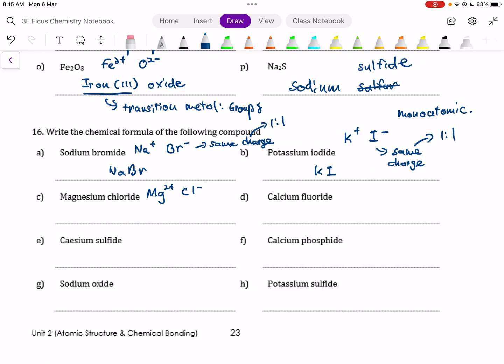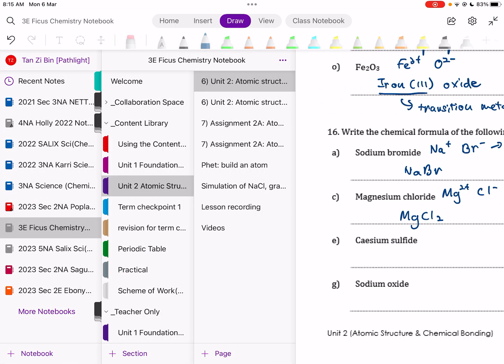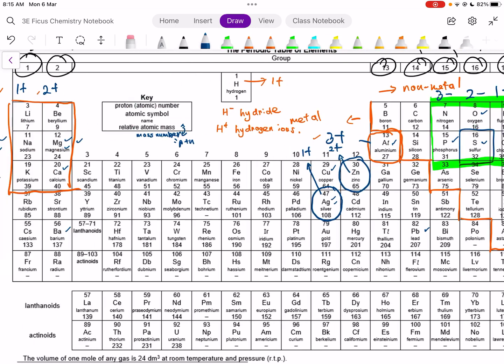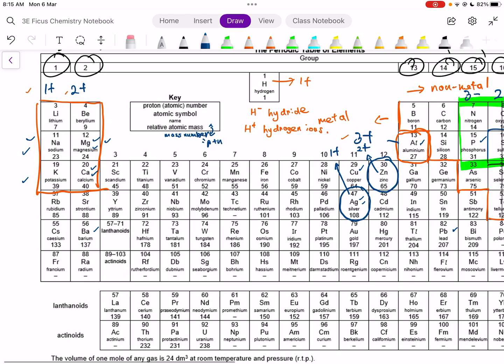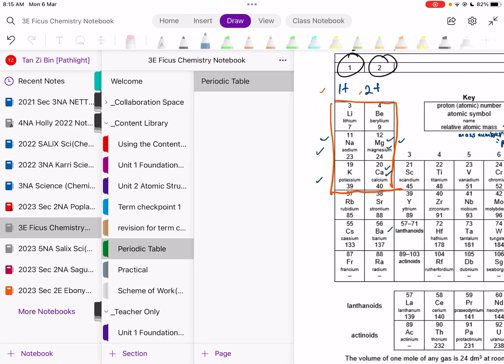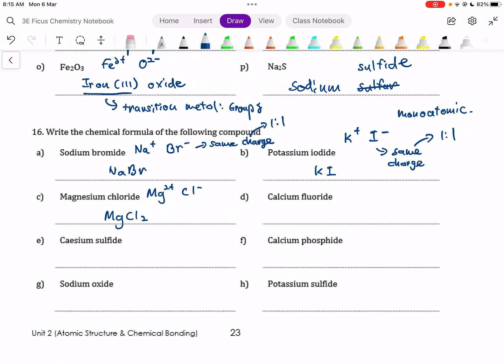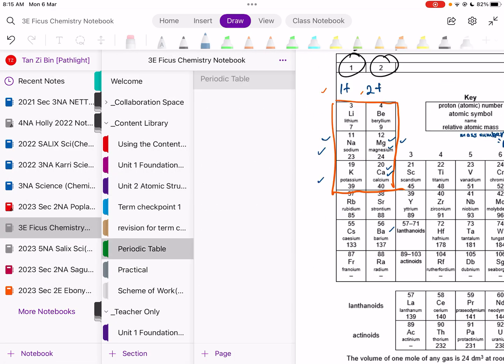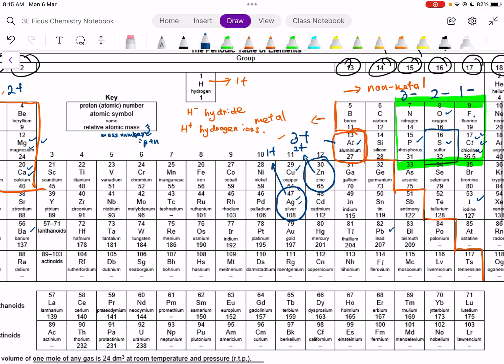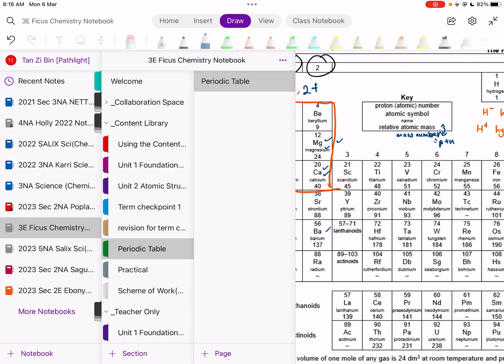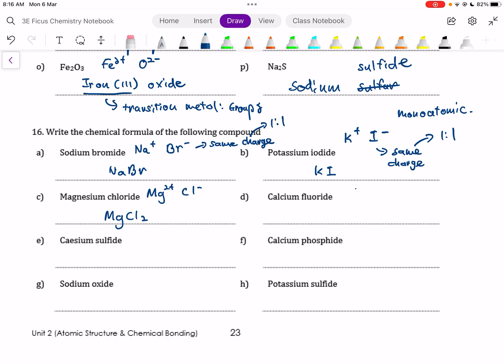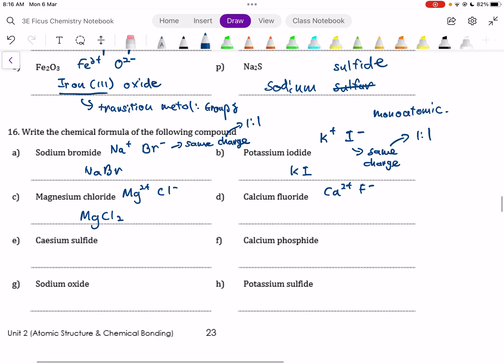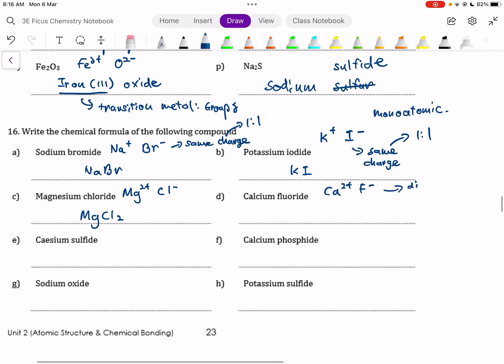So, MgCl2. Next you have calcium fluoride. Where is calcium? If you check your periodic table, it's calcium, and then fluoride. Fluoride is in group 17 also, right? So let's do this: Ca2+ and F-. In this case, just like earlier on, you have a different charge.